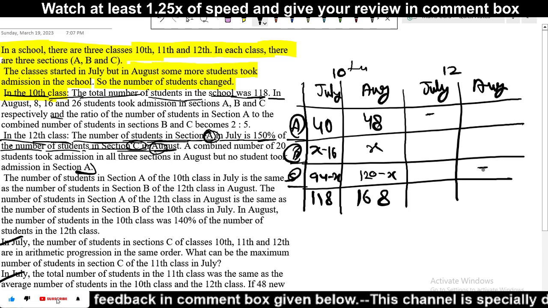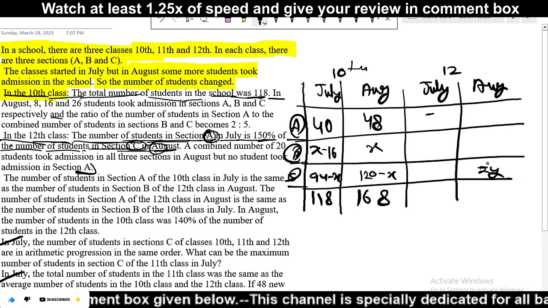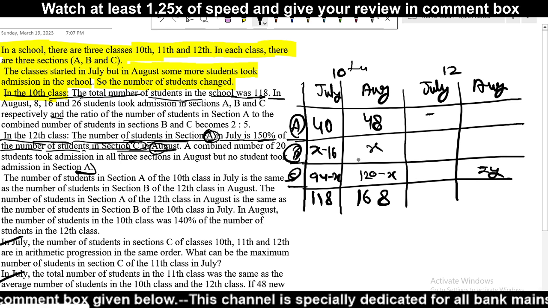So let me simply let any number here be 2y. Why have I taken 2y? Because I cannot take x. Already I have used it.